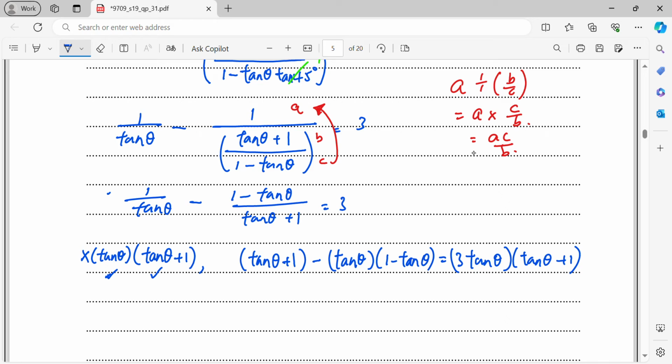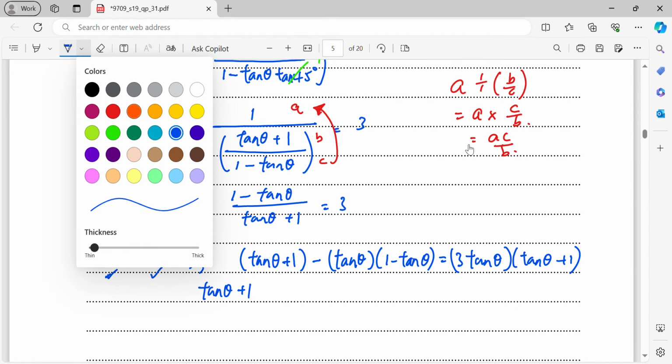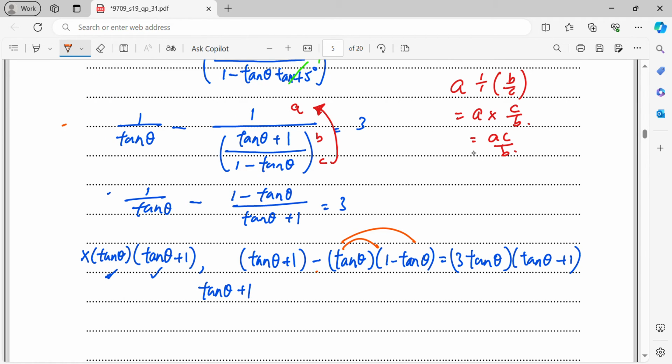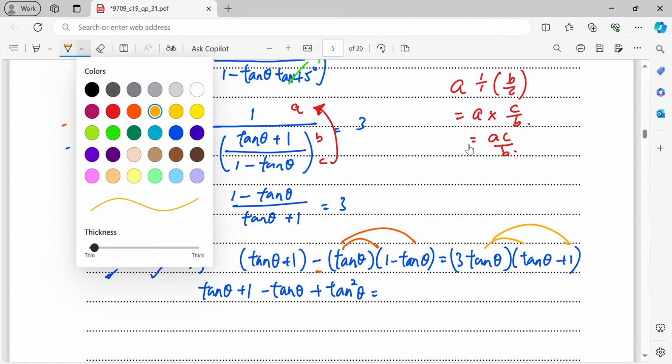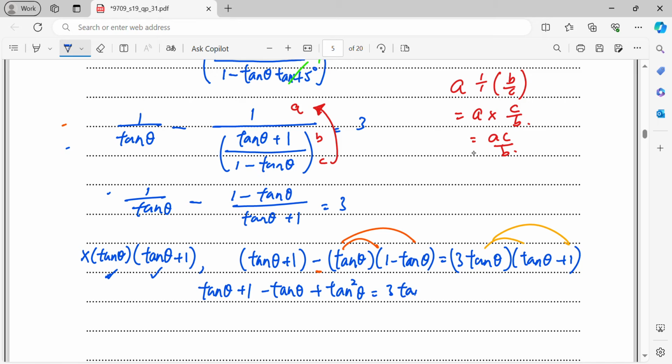Okay, now in order to get the quadratic equation, just do expansion. So I will be getting tangent theta plus 1. Now here, just do expansion, just multiply together with the minus sign. So I will be getting minus tangent theta plus tangent squared theta. Then for the right side, still expansion. So you will be getting 3 tangent squared theta, because tangent theta times tangent theta is basically tangent squared theta. Then plus 3 tangent theta.